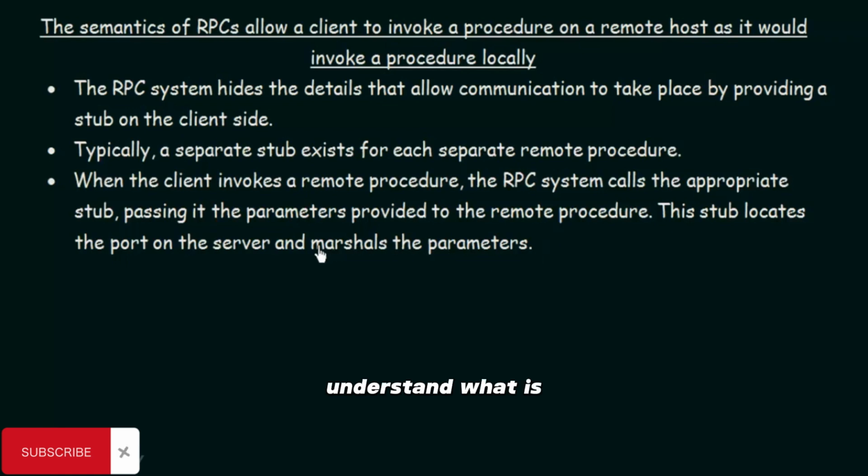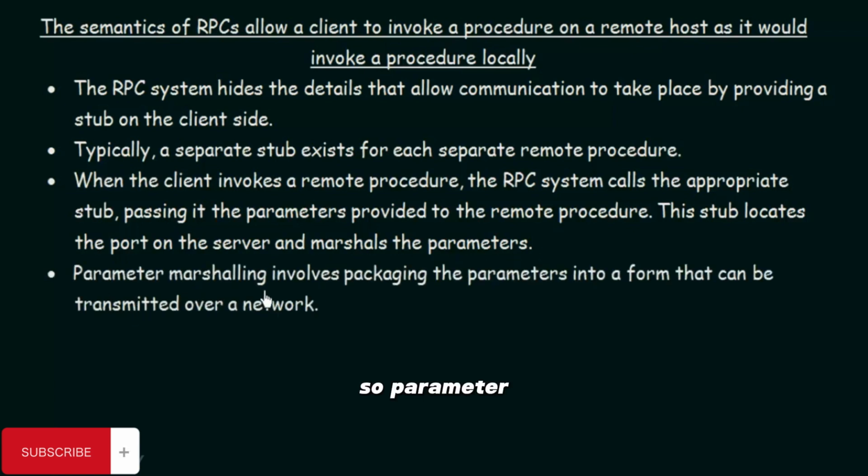So let us now understand the meaning of this term marshals. What is the meaning of the stub marshals the parameters? Parameter marshaling involves packaging the parameters into a form that can be transmitted over a network. So we have all the parameters that were required for the function to execute. And where is that function? Keep in mind, it is on the server side. It is the remote procedure that we are going to invoke. So we have all the parameters to be passed to that, and parameter marshaling involves packaging the parameters into a form that can be transmitted over a network.